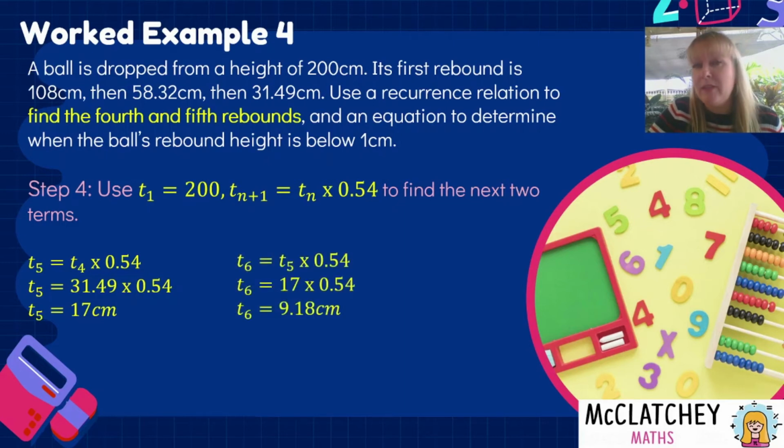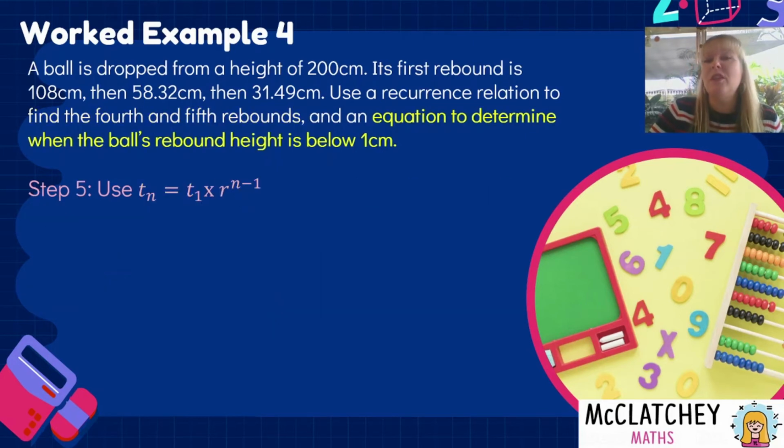So term 5 will be 17 centimeters and term 6 will be 9.18 centimeters. We're just multiplying that last term by 0.54, and then we do it again. That's how we can use recursion to find the next few terms. Okay, so that's the first part of our question completed.